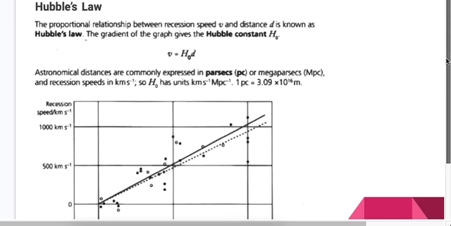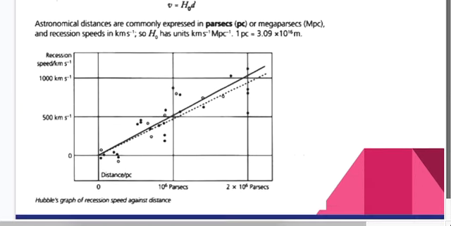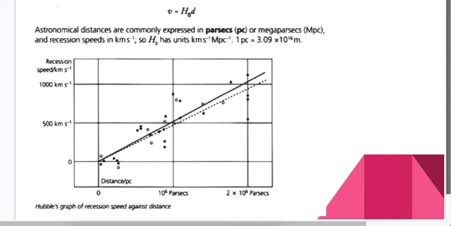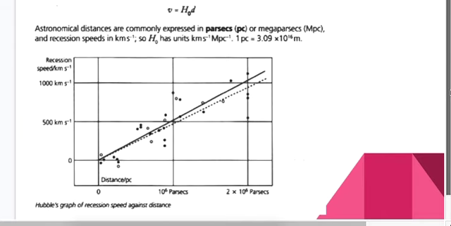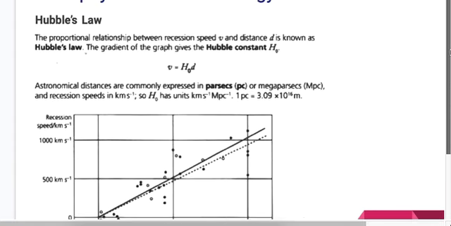Then we talk about Hubble's law, which says that there is a proportional relationship between recession speed v and the distance d. When you plot the recession speed in kilometers per second on the y-axis and the distance measured in parsecs, where 1 parsec is 3.09 × 10^16 meters, on the x-axis, the gradient of such a graph is known as the Hubble's constant H0.